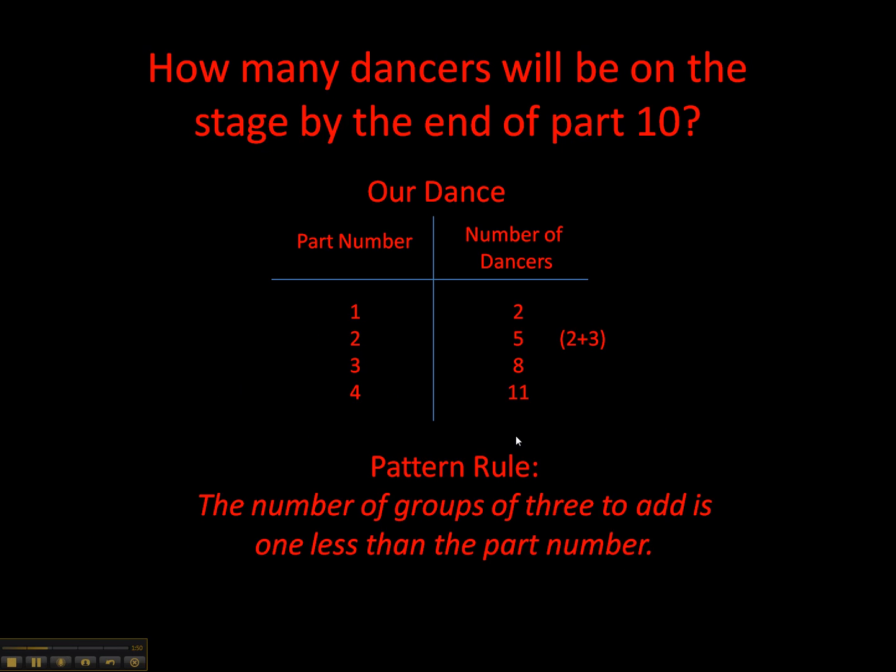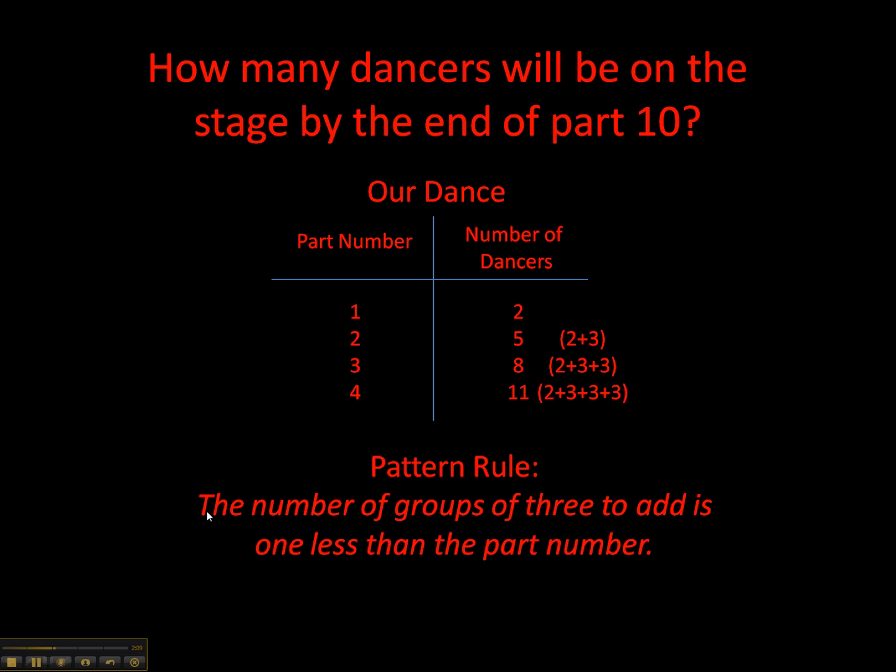What he noticed was that part 2 is 5, which means 2 plus 3. 2 is the original dancers, 3 is the number of dancers getting on the stage. Then 2 plus 3 plus 3, and then 2 plus 3 plus 3 plus 3, and that's what he ends up with in part 4. So he creates a pattern rule based on this information.